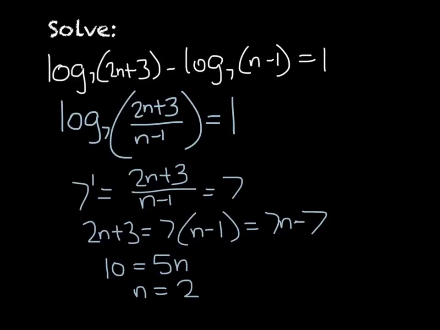And here again, we want to make sure that having an n of this value keeps the property that all of these are greater than 0. So 2 times 2 plus 3 is greater than 0, and 2 minus 1 is also greater than 0, meaning that we have found a valid answer.